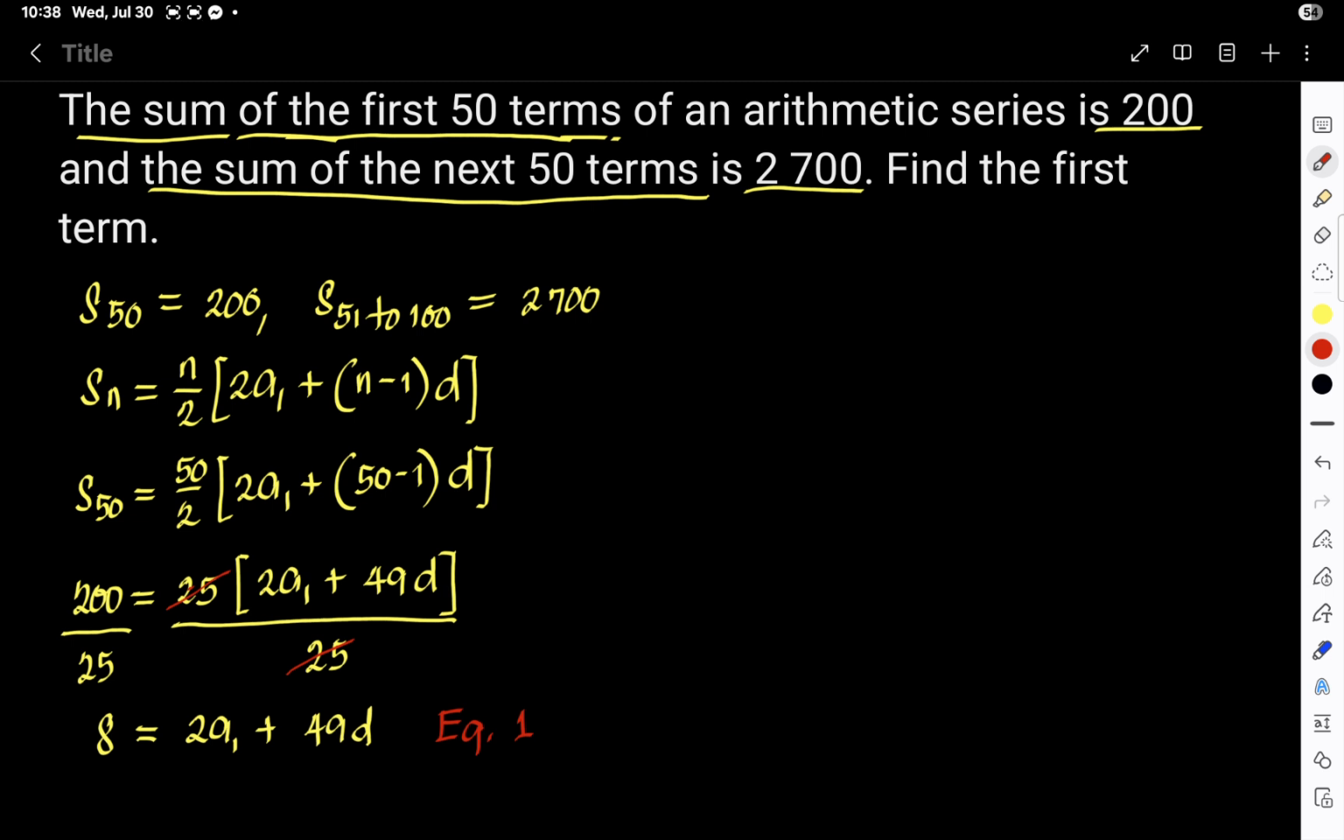And after this, let's form the second equation using the second given, which is S sub 51 to 100, which is equal to 2700. But this one is a little bit of a challenge. So let's try to illustrate this first.